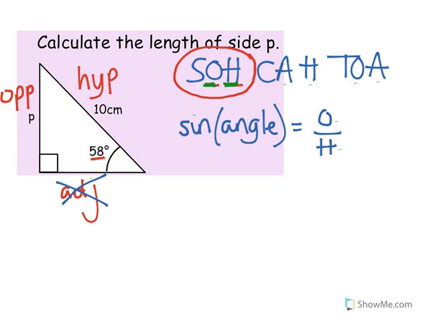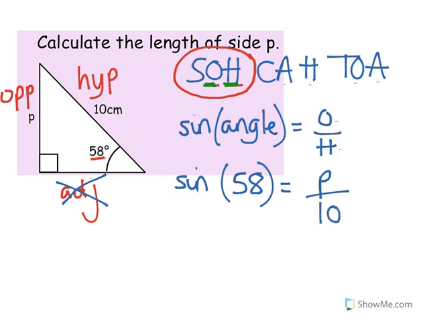So once we've got the rules sorted, the next step is to put in any information that you know. So we've got sine of the angle. Do we know the angle? Yes, that was 58. And then the opposite side, that is P, that's our unknown. But the hypotenuse, that was 10, so I do know that. Once we're at this stage, it's then a solve an equation.